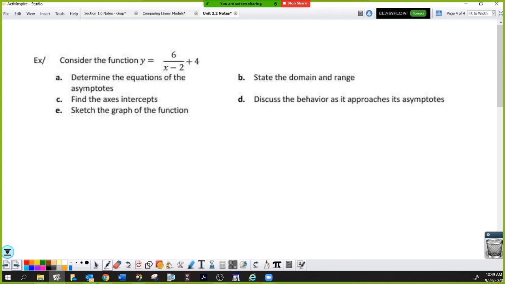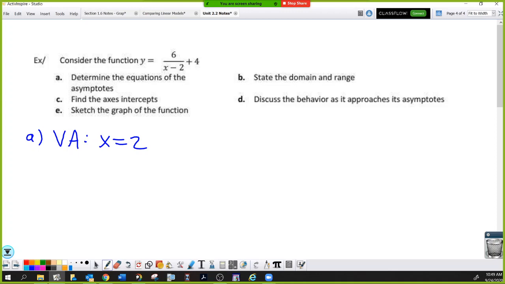Consider this function, 6 over x minus 2 plus 4. It says determine the equations of the asymptotes. Okay, well, A. Let's do the vertical asymptote. That one's easy. x equals what? x equals positive 2. Vertical asymptote, x equals 2. Because you can't plug in x equals 2. You're not allowed to divide by 0. You plug in positive 2, and you get 6 over 0. Wrong. No, can't do that.